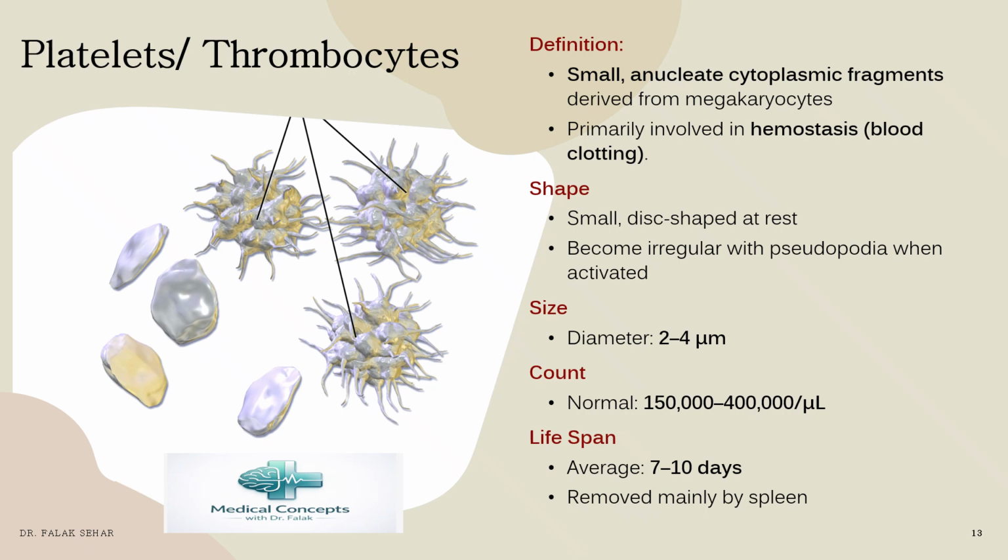Platelets, they are also known as thrombocytes. They are small, anucleated cytoplasmic fragments that are derived from a larger cell that are known as megakaryocytes. They are primarily involved in the process of blood clotting. They are small, disc-like at the resting state, while they become irregular with pseudopodia when they are activated. They are very small and their normal count ranges from 1,50,000 to 4 lakh per microliter, and the lifespan is about 7 to 12 days, and they are removed mainly by the spleen.